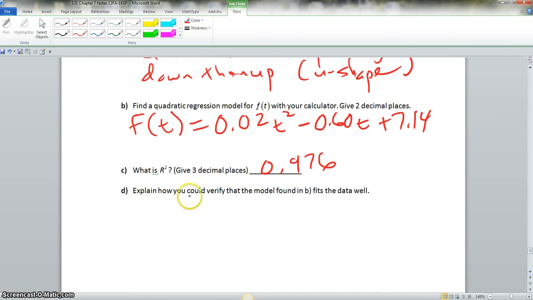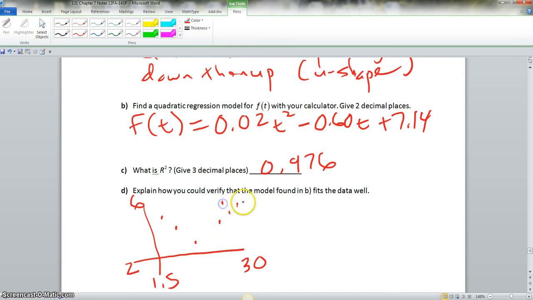Now for D, explain how you could verify that the model found in B fits the data well. Okay, so we could do a quick little sample graph. So this would be 1.5, 2, 6, and 30. So we will have certain points here. And then we could basically draw a curve just about this here.